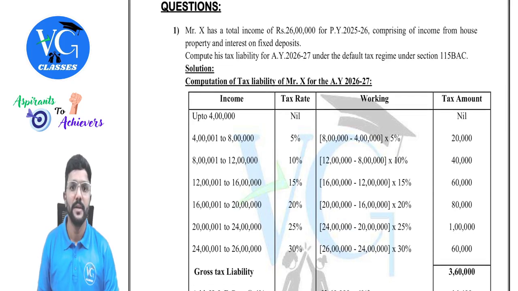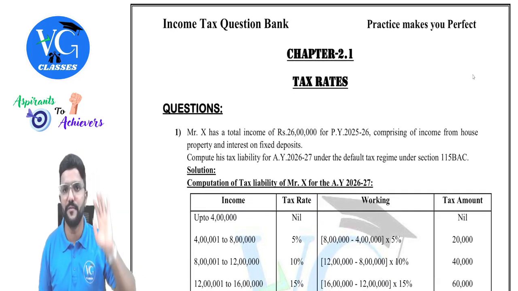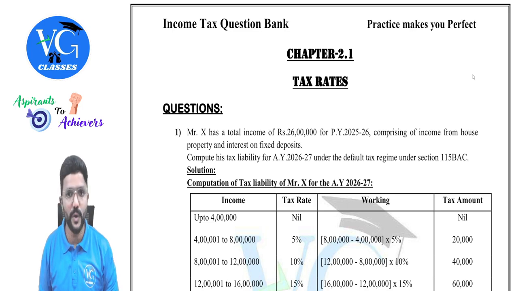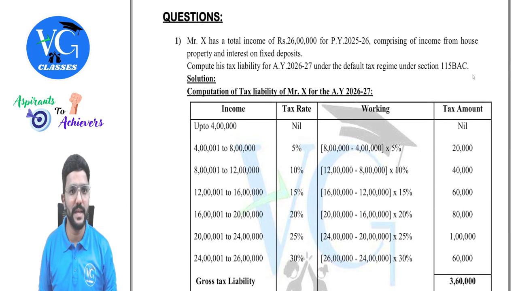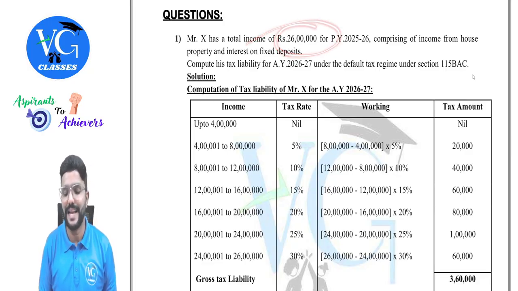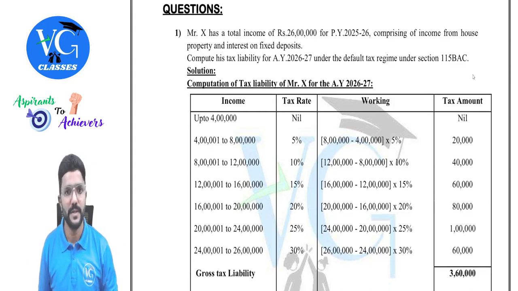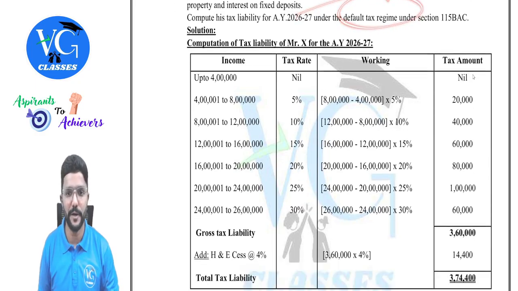As this is an amendment part, I just want to discuss one question on this from my question bank. If you want to refer to this question bank, it is available on our website under the free resources. You can just download it. Question number 1 is on the default scheme, guys. Mr. X has a total income of 26 lakh for previous year 25-26, comprising income from house property and interest on FD, both being normal income. So the entire total income is normal income. So let us calculate the tax under the default regime quickly.